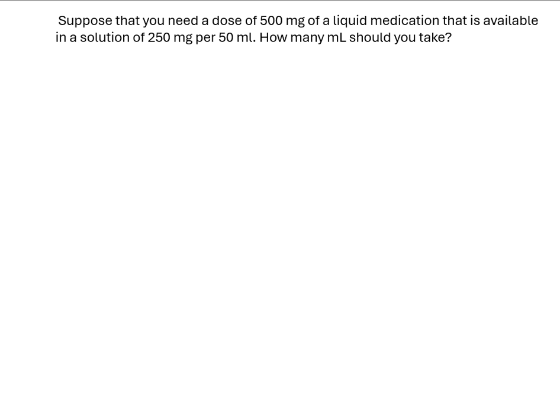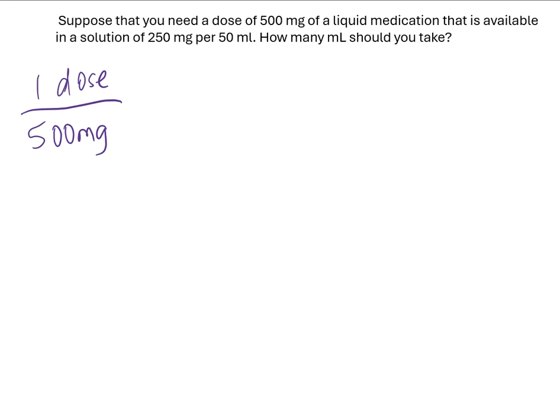So it doesn't tell us per day, per dose. Technically it does, but it doesn't tell us per day, I should say, but it does tell us per dose because you need a dose of 500 milligrams. So I could write this as 1 dose. So for every 1 dose, I'm going to receive 500 milligrams.